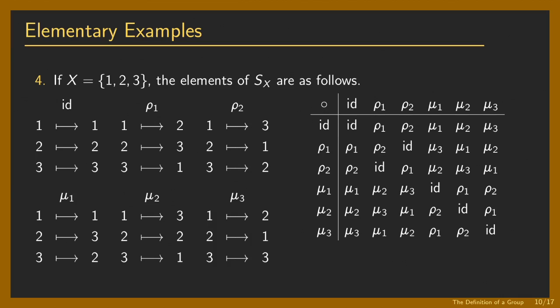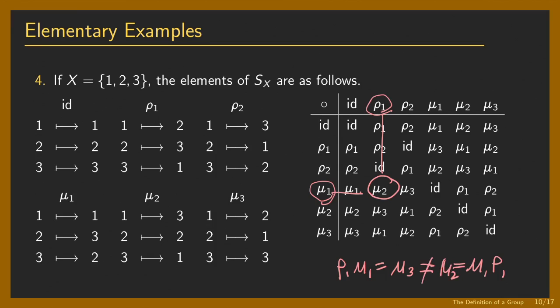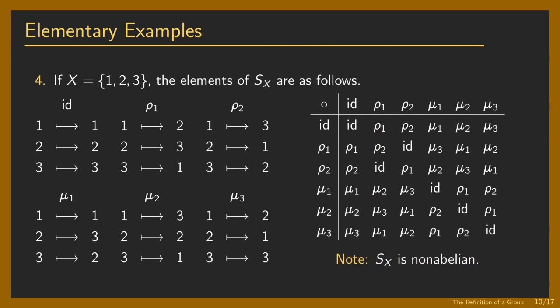Well, we already know that this is a group. So what do you notice about this group? First of all, is this group abelian? I don't think so. For example, if you multiply row 1 mu1, it's mu3. But if you multiply mu1 row 1, looking at the table, the product is mu2, and mu2 is not the same as mu3. So therefore, this group is not abelian in this case.